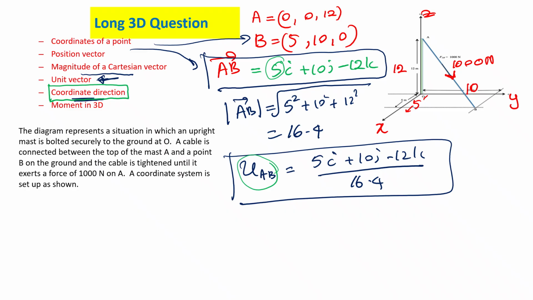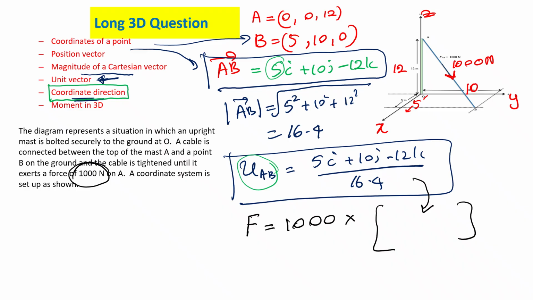Are we good? Okay, now we need to find the force in the Cartesian form. To find the moment, we first need to find the force. So how do we find the force in the Cartesian form? Yes, they are saying the force is 1000 newtons, and you multiply this by the unit vector. You already know the unit vector. So you have something times i plus something times j plus something times k. Make sense? Are we good? Any question?